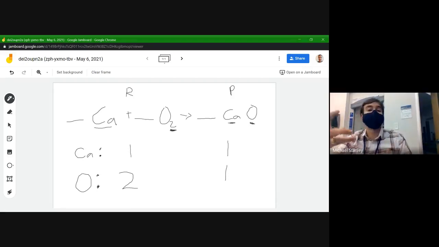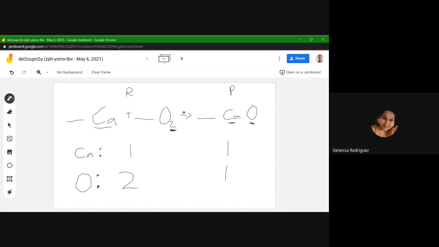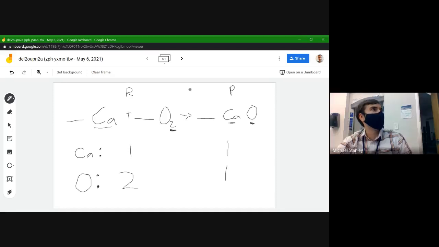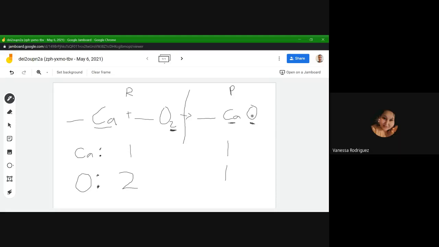Remember, we're splitting it up by this arrow, which is like our dividing line right here. We have one Ca and two O's on the reactant side. And this guy does not have any coefficients or any subscripts, so there's just one Ca and one O on the product side. Yeah, Estrella, go for it.